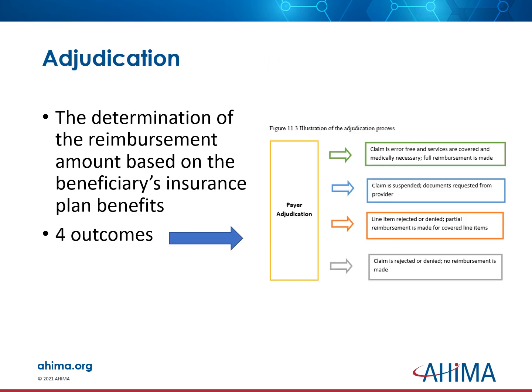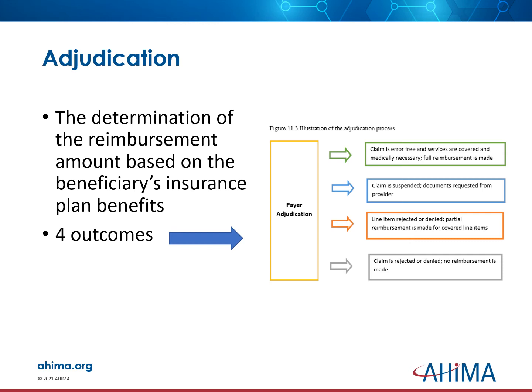This is the determination of the reimbursement amount based on the beneficiary's insurance plan and benefits. Based on this, we have 4 outcomes. Figure 11.3 on page 178 is a good chart, and it's actually seen here on your slide. So our 4 outcomes are payment, suspend, reject, or deny.